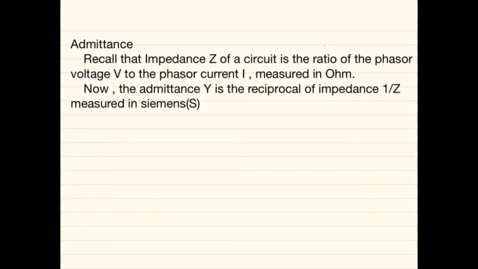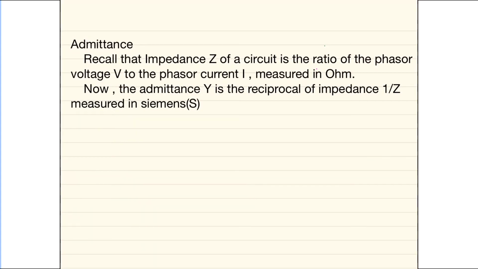So let's begin with admittance. Recall that the impedance Z of a circuit is the ratio of the phasor voltage V to the phasor current I, measured in ohms. We can represent impedance as Z equal to V over I. Now the admittance Y is the reciprocal of impedance, 1 over Z, measured in Siemens or big S. Admittance Y is equal to 1 over Z or equal to I over V.